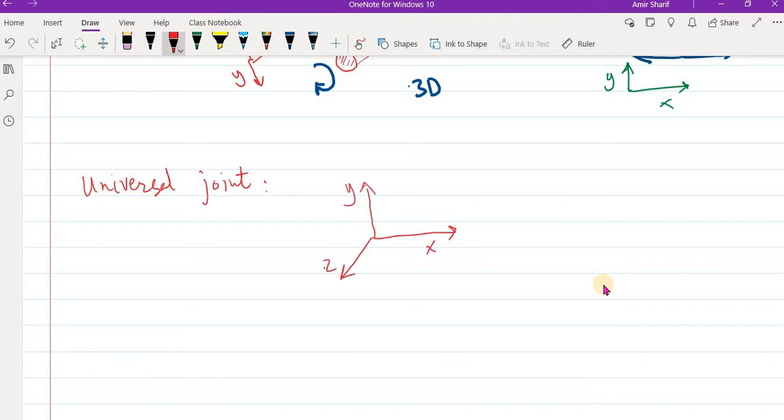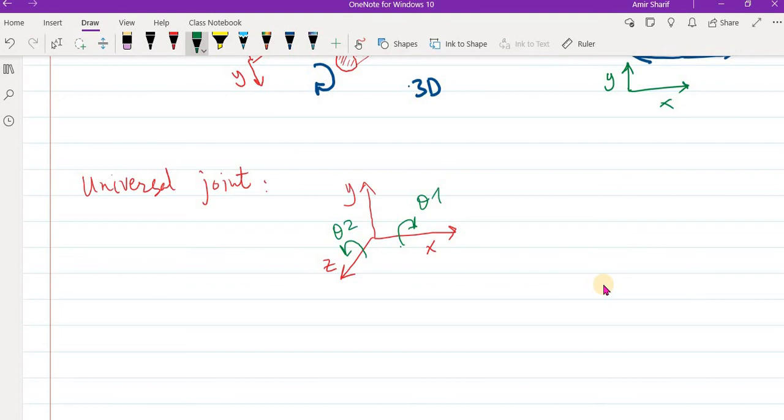x, y, and z. So let's say it can rotate about these 2 axes. Let's say rotation about the x-axis and also rotation about the z-axis. So there are 2 rotations, theta 1 and theta 2. If you want to see the figure of this universal joint, just go to lecture 1, there you will find it. It's very difficult to draw, so I'm just drawing the axes here.